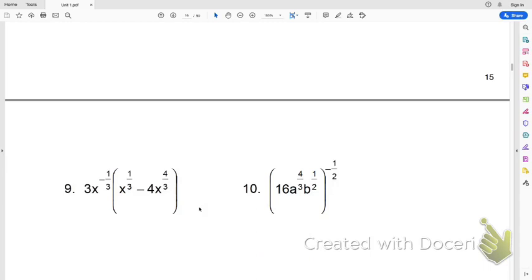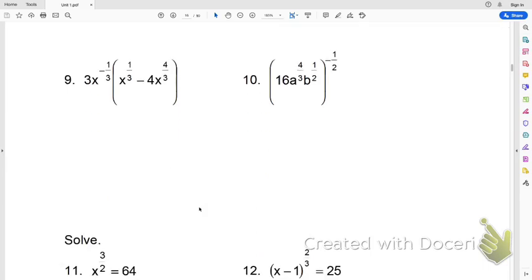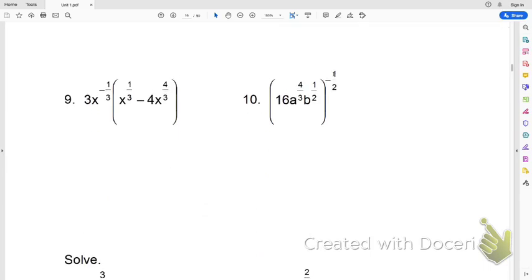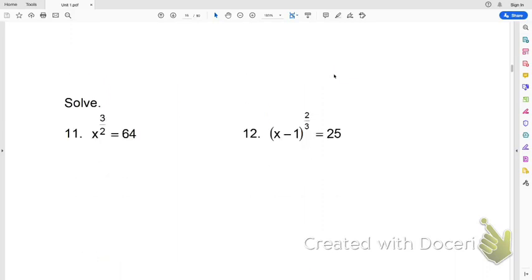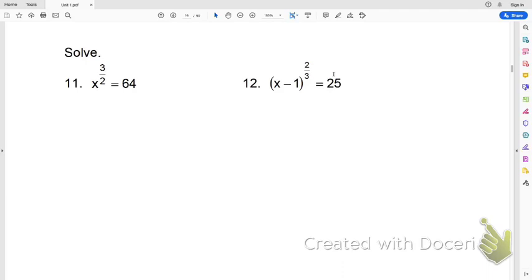No more questions on the back, I don't think. I'm done. No, one more. 10. 10. Oh, actually not 10. 11 and 12, solving. That's what we did this for. I forgot what I was doing.